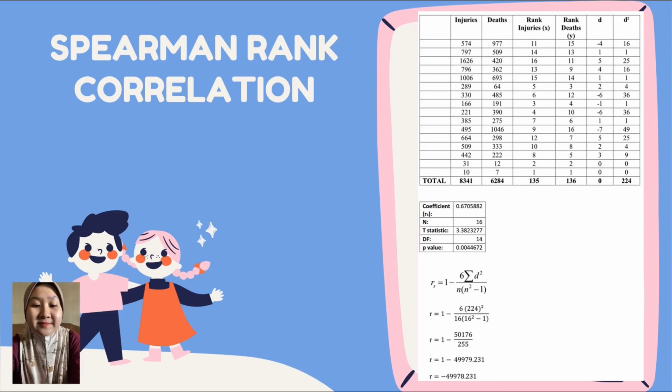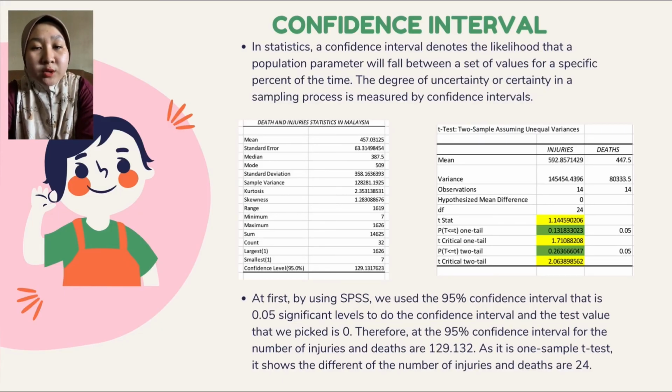At first, by using Excel, we use the 95% confidence interval, that is 0.05 significance level, and the test value that we pick is 0. Therefore, at the 95% confidence interval, the number of injuries and deaths is 129.132. As it is a one sample t-test, it shows the difference in the number of injuries and deaths is 24.